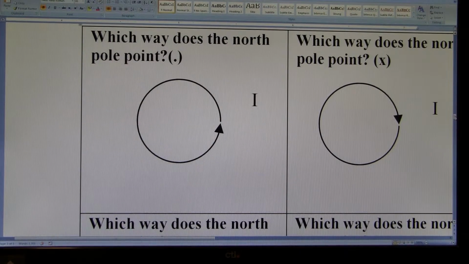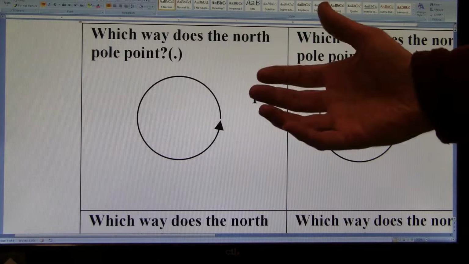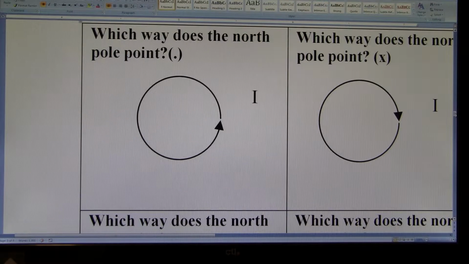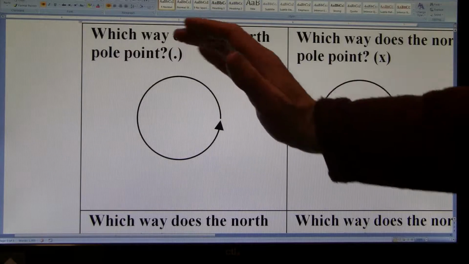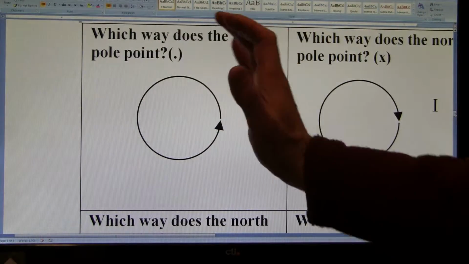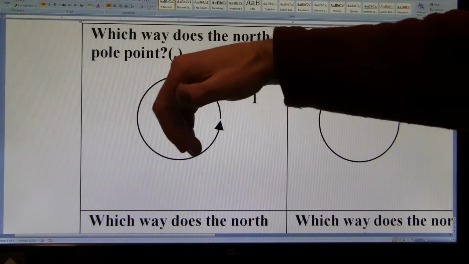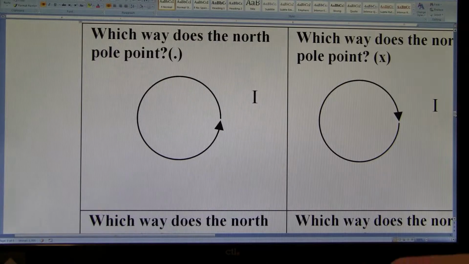Okay, so on these ones, on this row, we're trying to find the direction of the North Pole. For the first two loops, the North Pole is either facing us or facing away from us. What we do here is we wrap our fingers the way the current goes, and our thumb is then the direction of the North Pole. So for this one, the North Pole is facing us. It's out of the page. Okay, that's the answer right there, a dot, right?